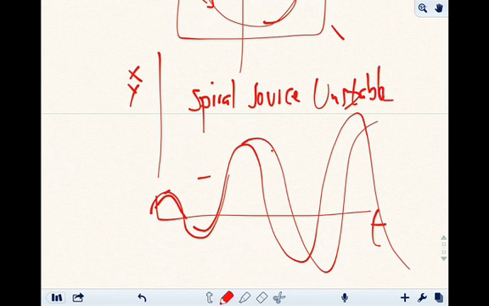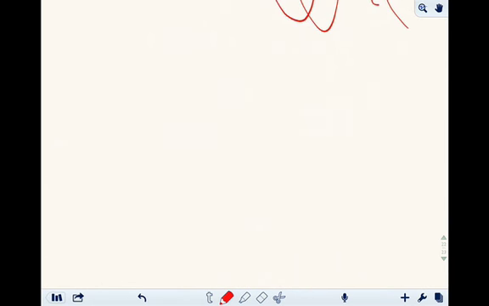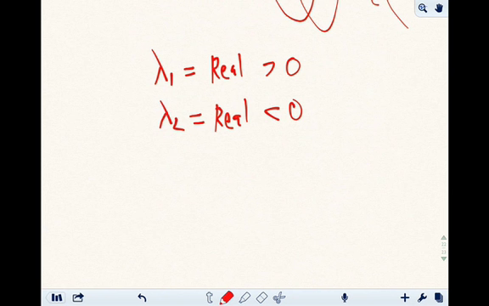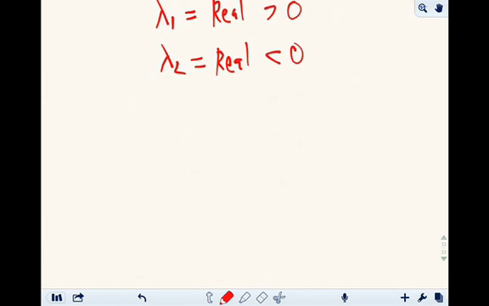So we looked at spiral source, spiral sink, nodal source, nodal sink, neutral center. And there's one more that we didn't look at. It's a case of two real eigenvalues. Lambda 1 is real and greater than 0, and lambda 2 is purely real but less than 0. So we looked at both positive, both negative, but what if one's positive and the other's negative? This is known as a saddle point.